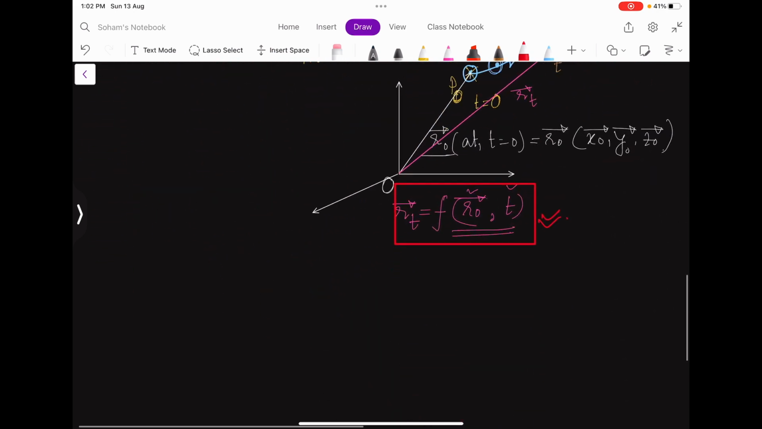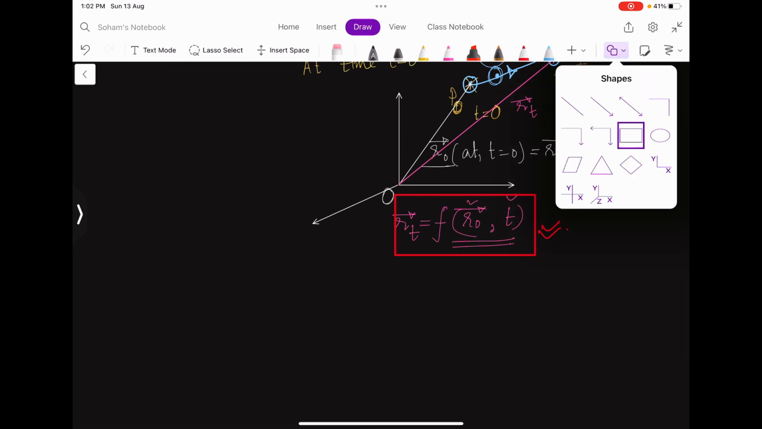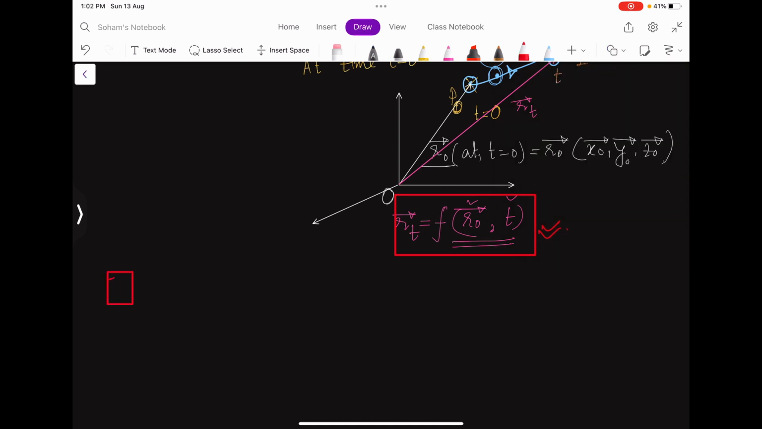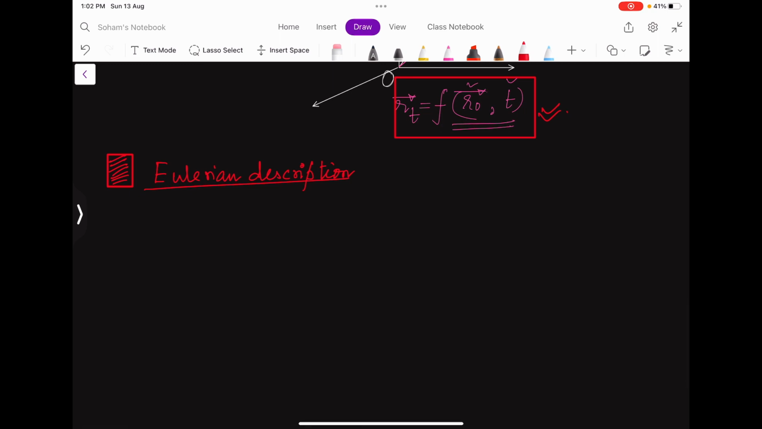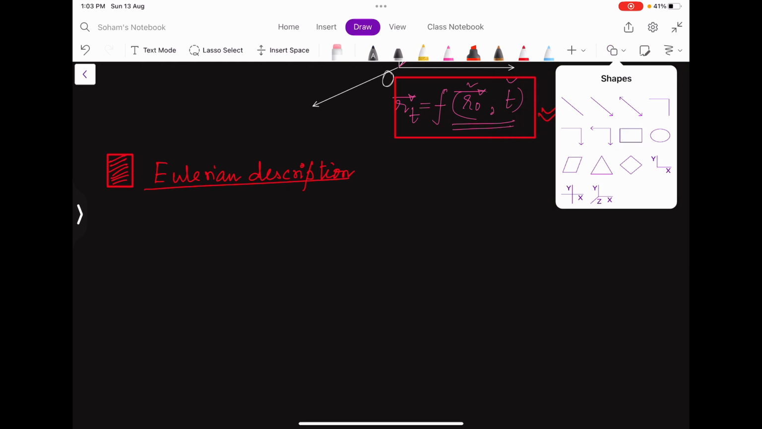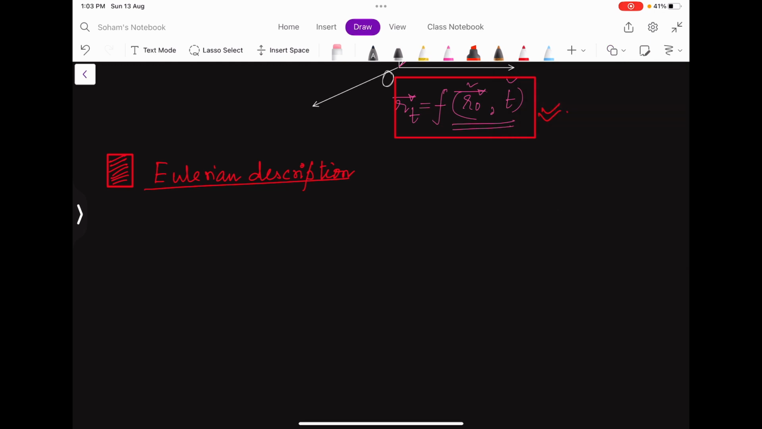Now let us go for the second one, that is Eulerian motion. So now let us go for the Eulerian description. Again, Eulerian description means I am fixing my attention on a space. So let us consider a pipe actually.